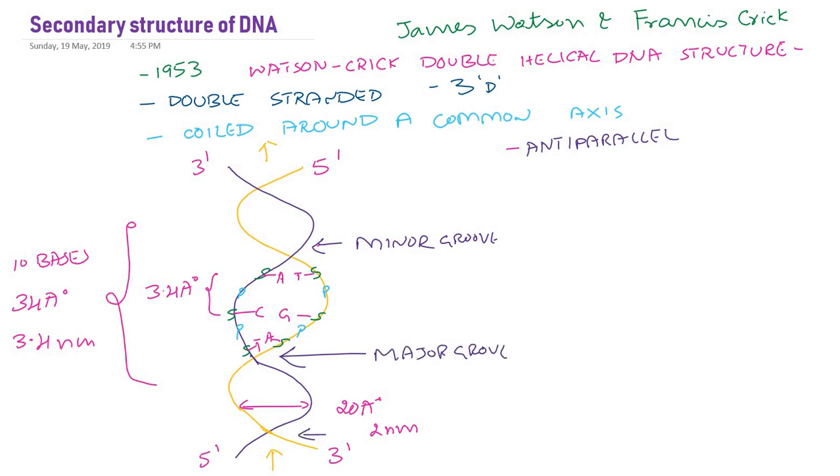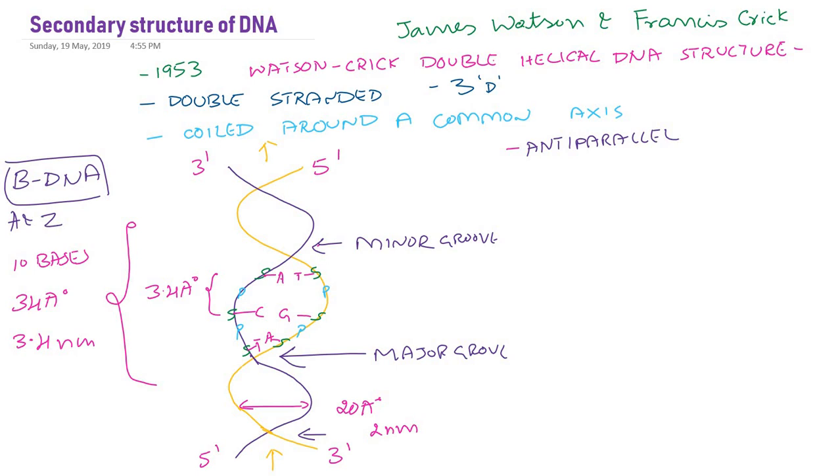So this is what I have written here. This is the structure of B DNA. Apart from this, there are also A and Z DNA. In B DNA, the bases are exactly perpendicular to the sugar and phosphate backbone, and there are 10 bases for one complete turn, and both the strands are anti-parallel.